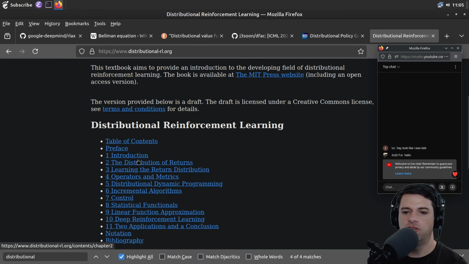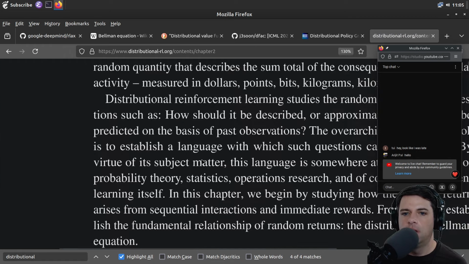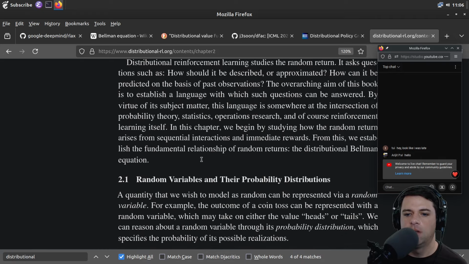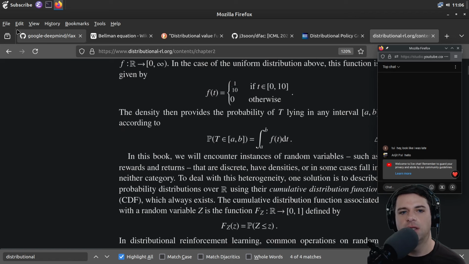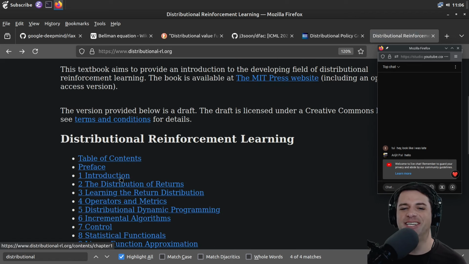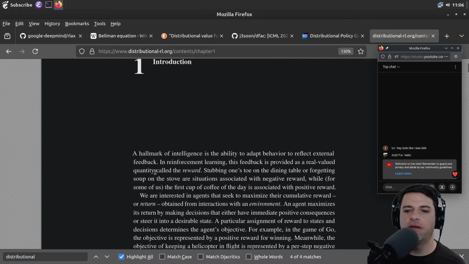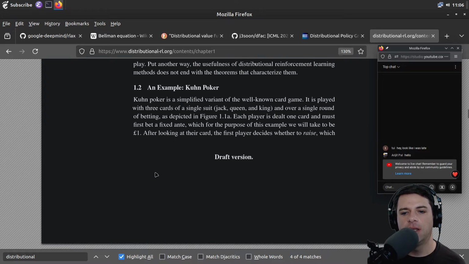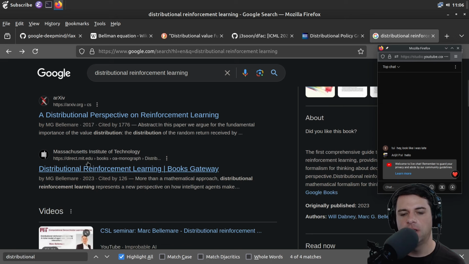Preface, Introduction, the distribution of returns. Just get to the point. You don't have to start your book with a story. Just tell me what this book is about. A hallmark of intelligence is the ability to adapt behavior. Why is it so hard to just find a definition of what this field studies?